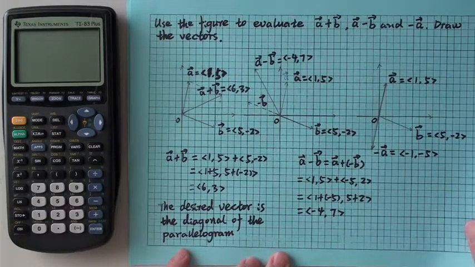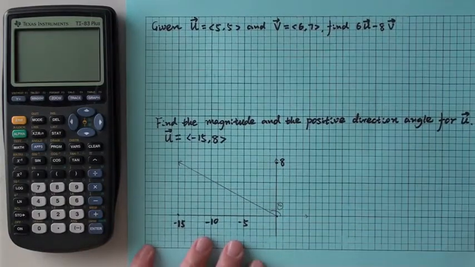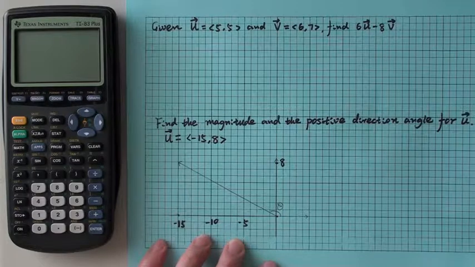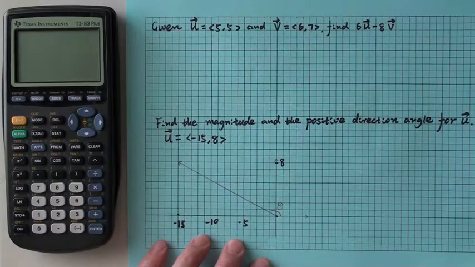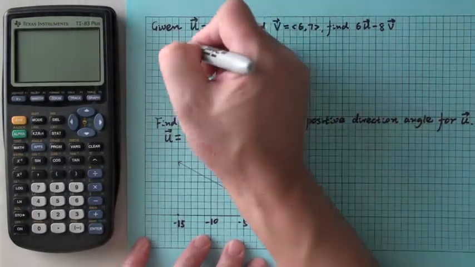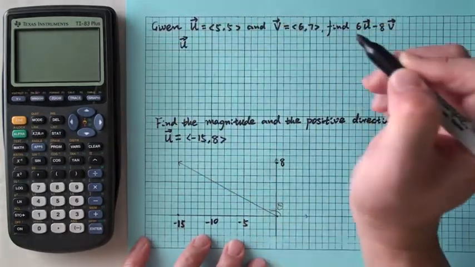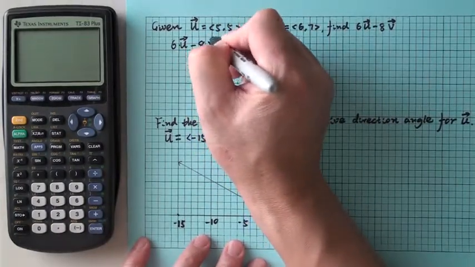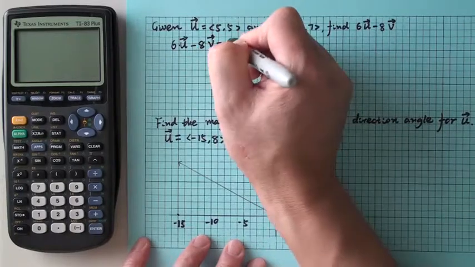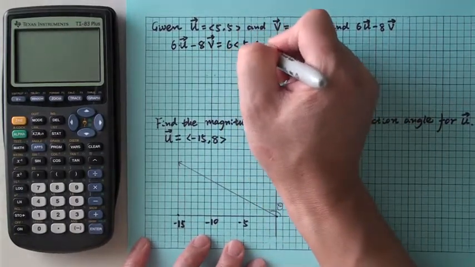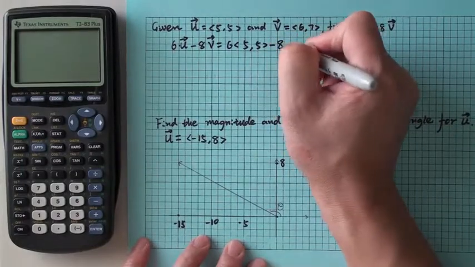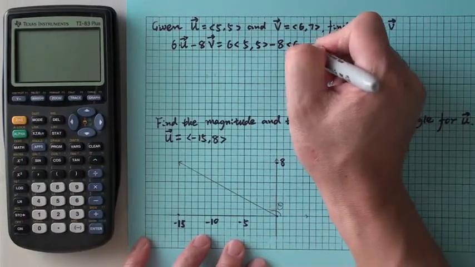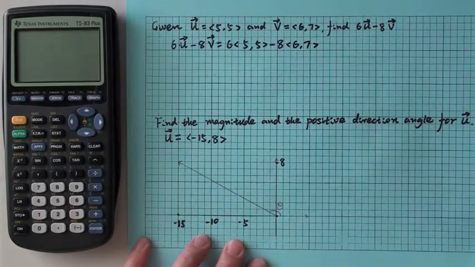Now, let's do a little bit more. Here we are given 2 vectors. One is u, which is 5, 5. v is 6, 7. Then we do 6u minus 8v, which is 6 times 5, 5 minus 8 times 6, 7. We're doing it this way.